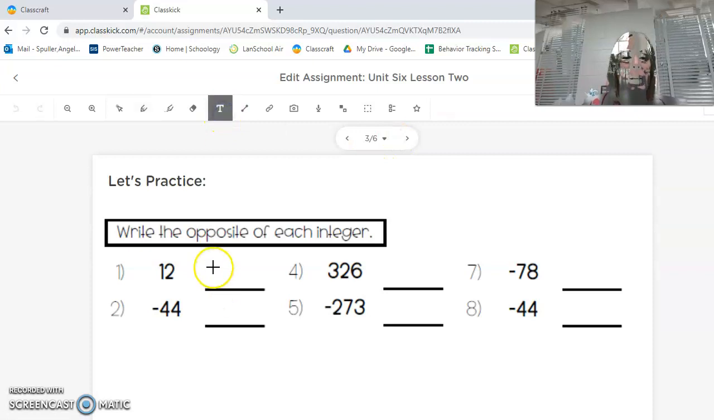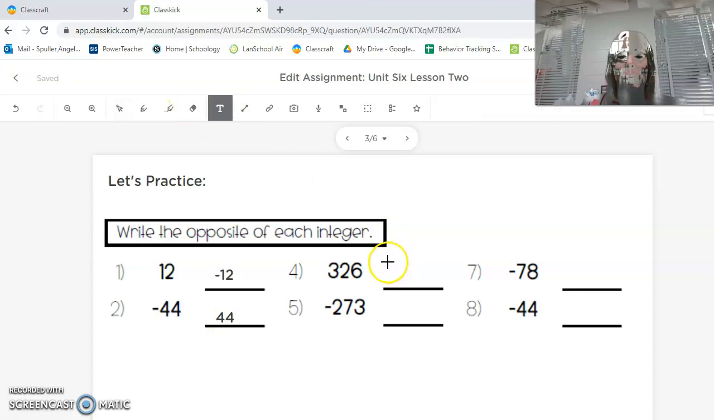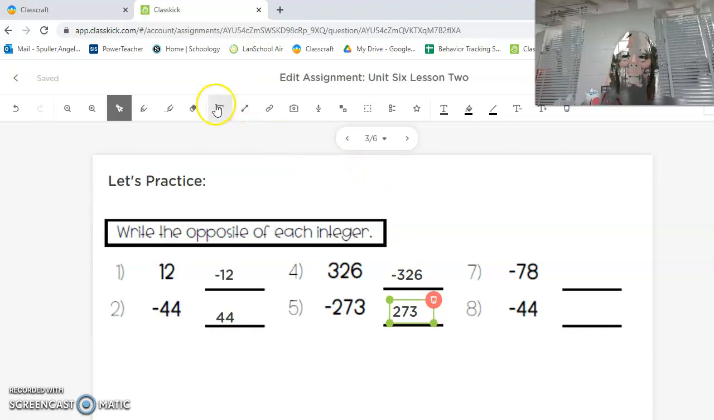Okay, so let's practice. If I have 12, the opposite of 12 would be -12. The opposite of -44 is 44. How about this one, 326? -326. -273? Well, +273. -78? +78. -44? 44. We already did that one, didn't we?